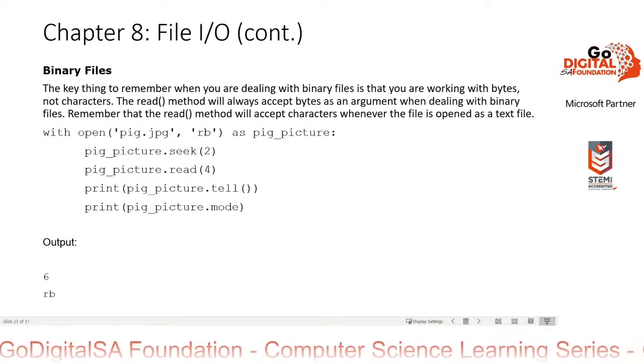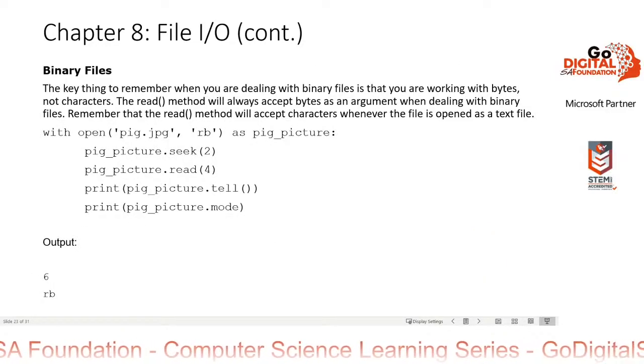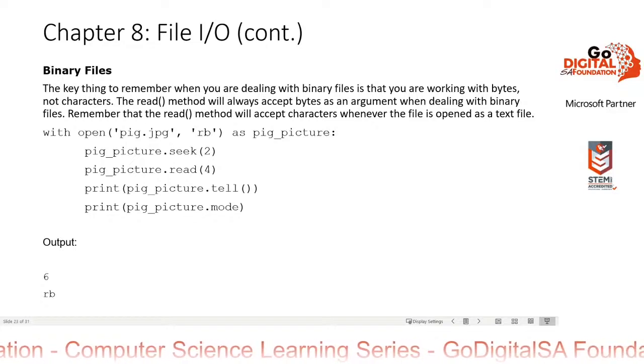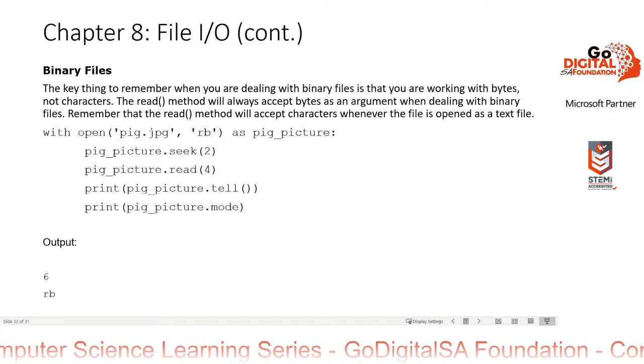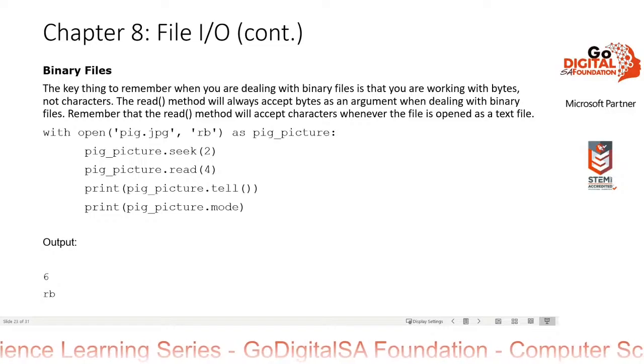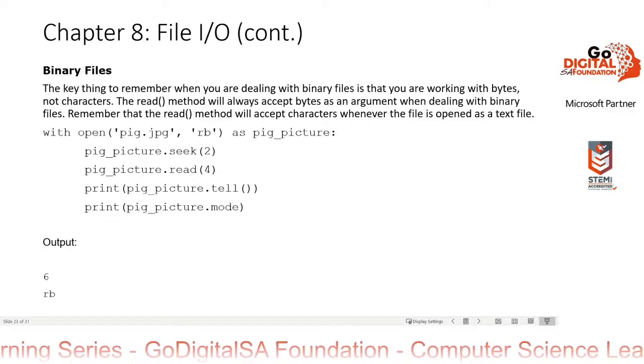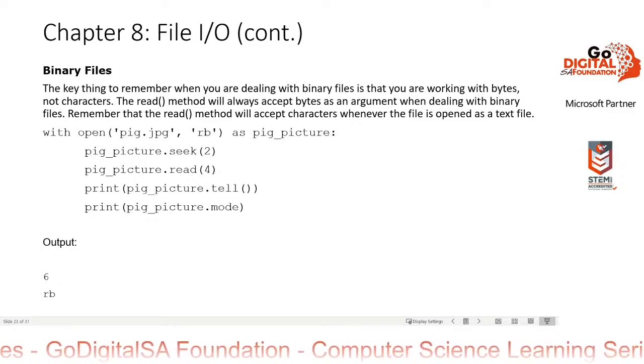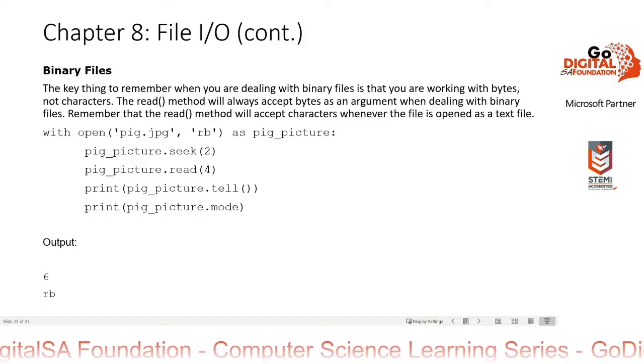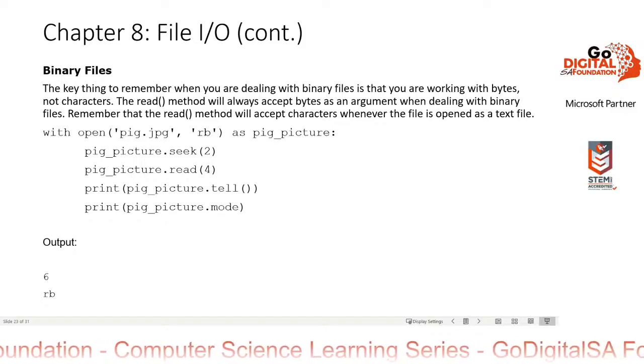Binary files. The key thing to remember when you are dealing with binary files is that you are working with bytes, not characters. The read method will always accept bytes as an argument when dealing with binary files. Remember that the read method will accept characters whenever the file is opened as a text file.